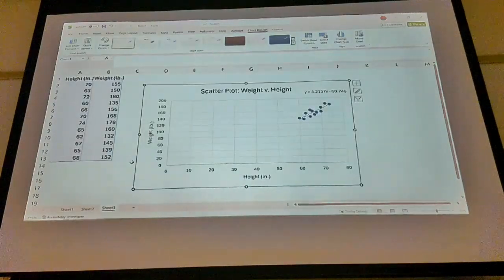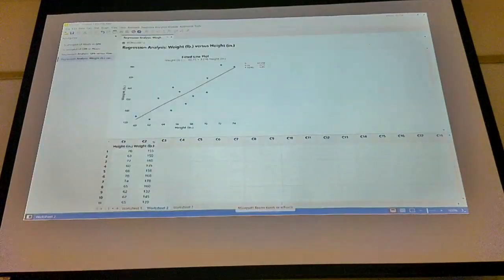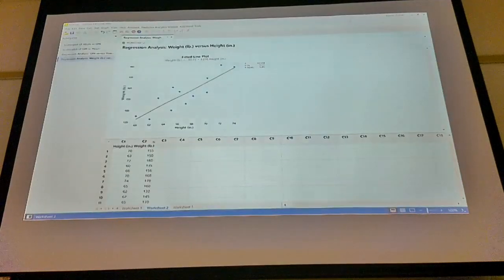Why does that look so different? I pushed the wrong button, ignore that. Why does that look so different from that? That's a regression analysis, same thing. Aren't the numbers different? No, it's the same data. I'm saying the axis numbers are different. That's a fitted line plot and that's a scatter plot. The axis numbers are the same.